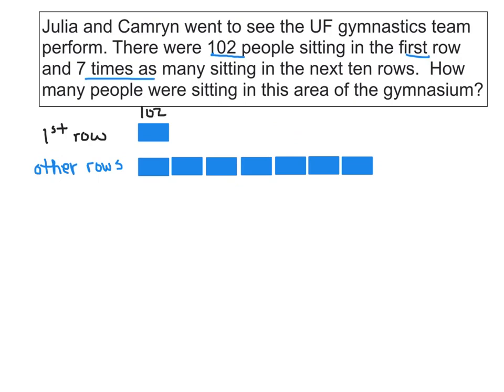And now I've got my 7 times as many sitting in the next 10 rows, and then I go to my last sentence, how many people were sitting in this area of the gymnasium. So again, I want to know how many people there are in all. I'm going to use the same strategy that I used in the previous problem. There are 1, 2, 3, 4, 5, 6, 7, 8 blocks, and each one of them has 102 in it.